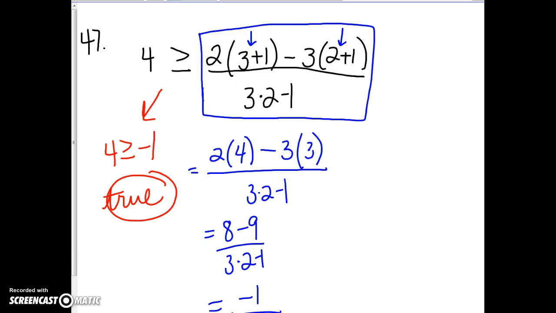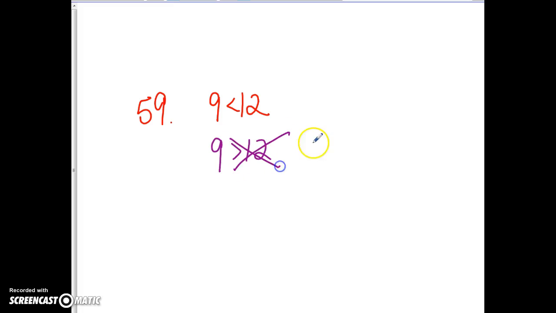Objective 6, when it says to reverse the direction of the inequality statement. For example, number 59. The original is 9 less than 12. Well, if you just switch the sign, is that a true statement, though? Is 9 greater than 12? No. So you want to switch the sign to greater than, but you also have to adjust your numbers so that it's still a true statement. In this case, it would be 12 greater than 9. So notice, if you switch the sign, your numbers also have to switch spots. You have to actually switch both.